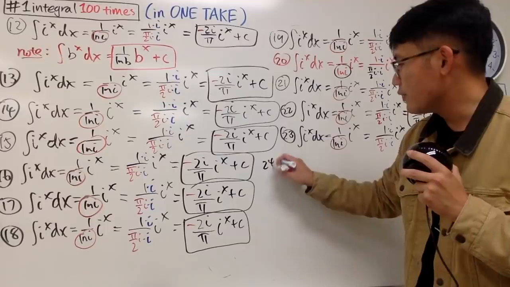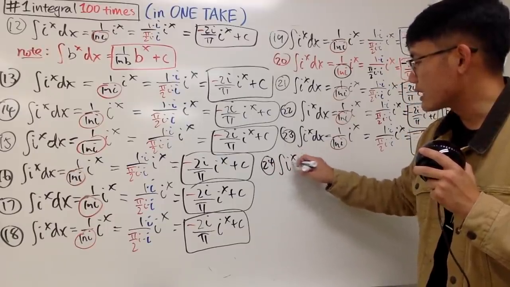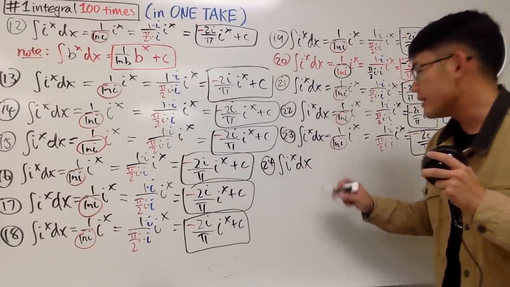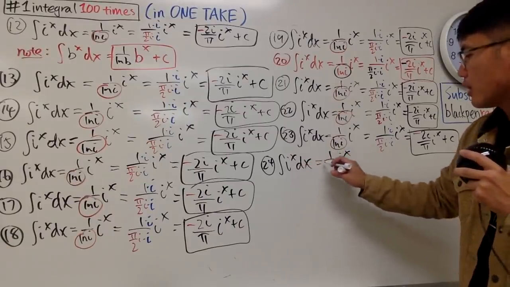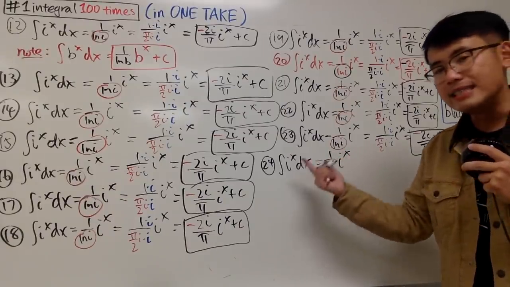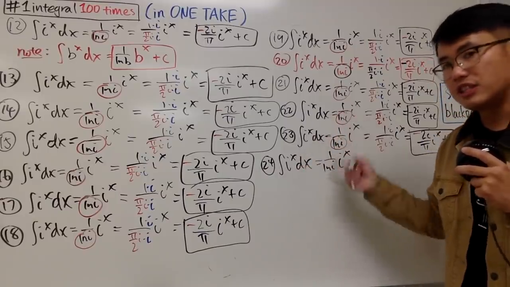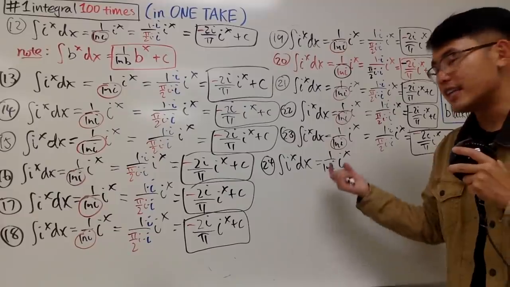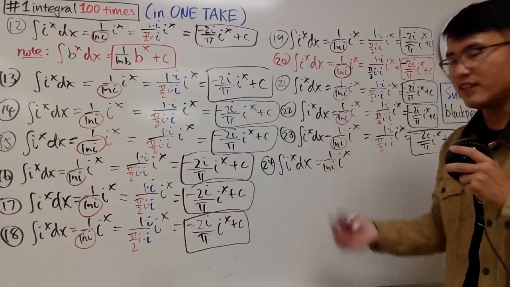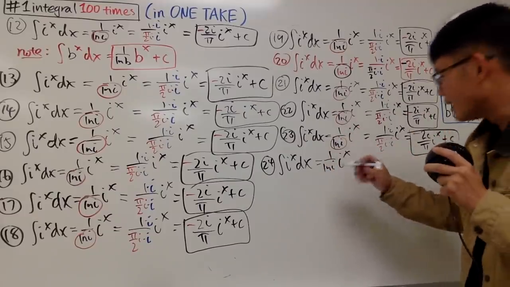Now, number 24, we are going to integrate i to the x power dx. And then we are going to see, this right here is just i to the x power divided by natural log of i, because the base is not e. So you have to divide it by natural log of whatever the base is. And you can think about if the base was e, you divide it by natural log of e, which is just 1. You are not dividing by anything special. So that's what we have.